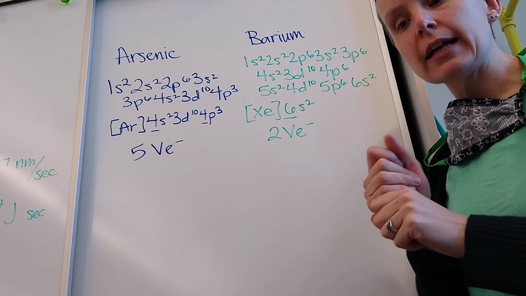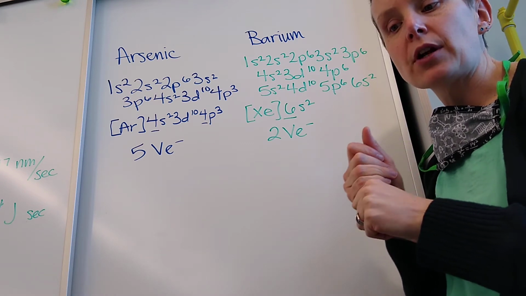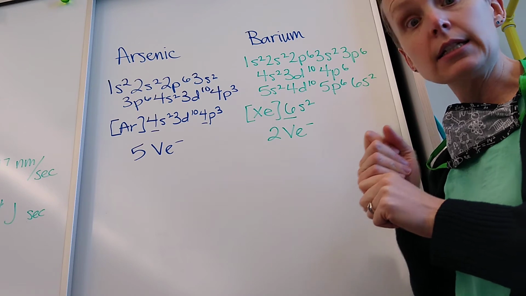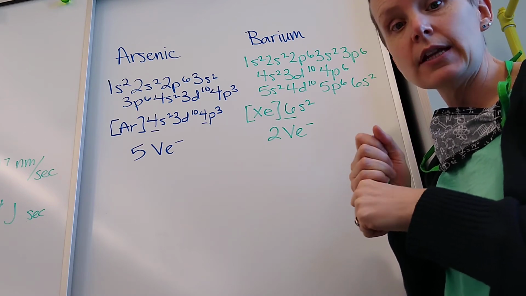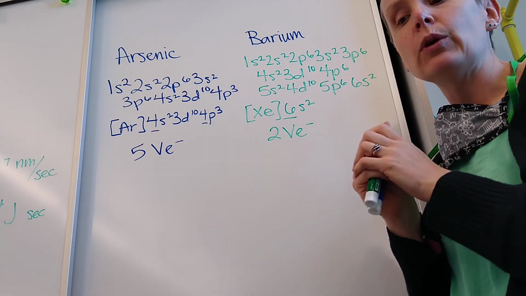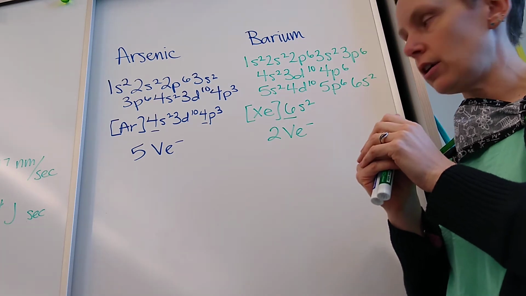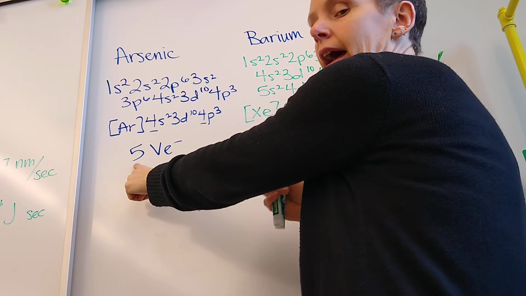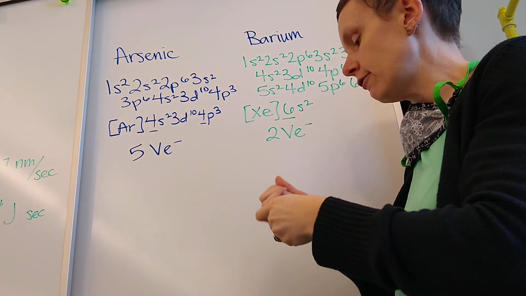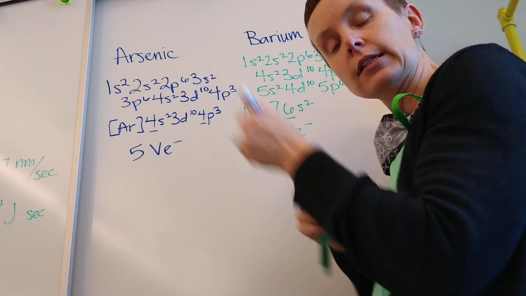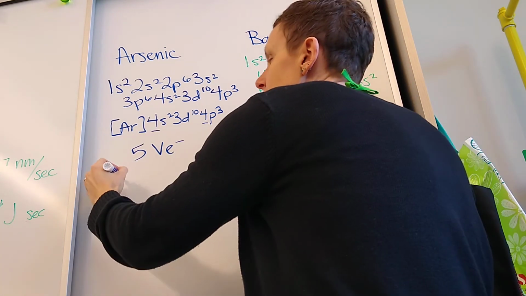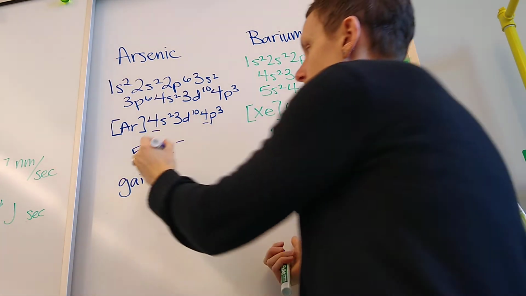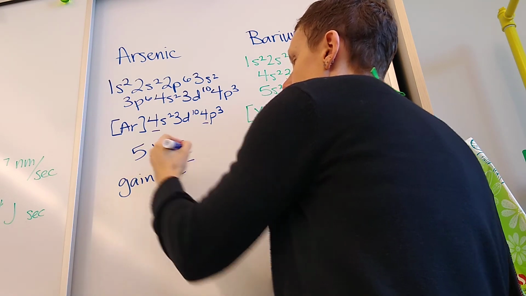Okay, third thing it asks you to do. Determine how many electrons will be gained or lost to give the atom an octet. Hint, close to 8 will gain the difference. Far from 8 will lose all valence electrons. Okay? So here, arsenic is close to 8. It's more than halfway to 8. It has 5. So it's going to gain the difference to get to 8. Please write the word gain when you're doing this. Gain 3 electrons. Okay?